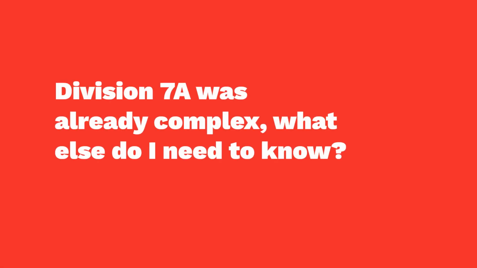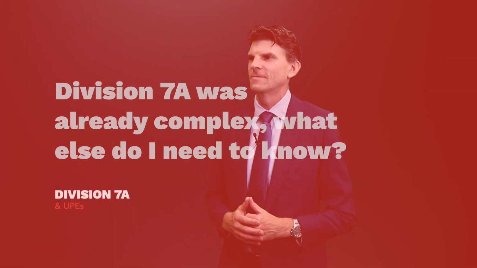If the company is entitled to the balance, the rest of the income, my guess is that that probably will buy you the extra year, because you probably won't know exactly what that number is until after year end. So these are the issues we're now going to have to grapple with when it comes to UPEs and Division 7A loan problems. The Div 7A already seemed complex, and it looks like it's getting a bit more complex now. So what else do I need to know? What do I need to be aware of?